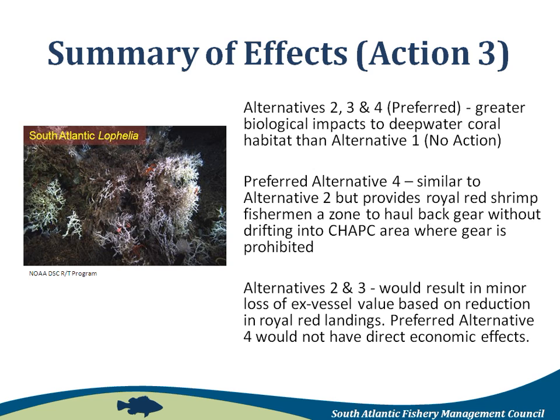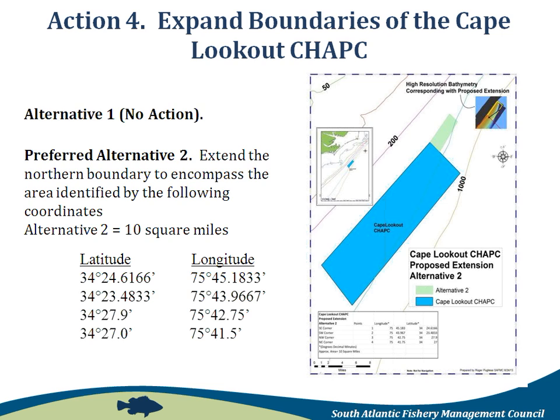Alternatives 2 and 3 would result in minor loss of ex-vessel value based on the reduction in royal red shrimp landings. And Preferred Alternative 4 would not have direct economic impacts.